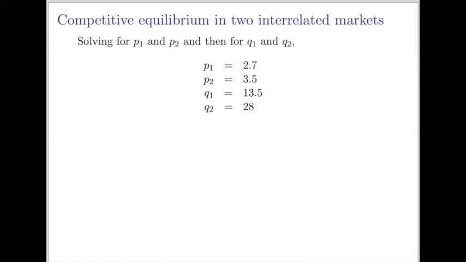But again, we've got these two equations, and we've got two unknowns, P1 and P2, so we can solve both of those. If you solve for P1 and P2, and just like before, you solve for Q1 and Q2, we have new prices, 2.7 and 3.5. And we have two quantities, 13.5 and 28.